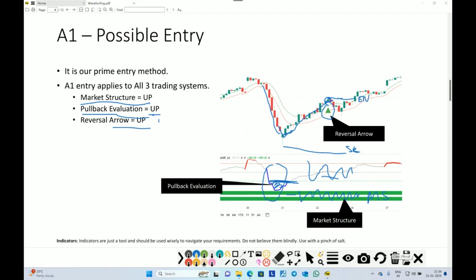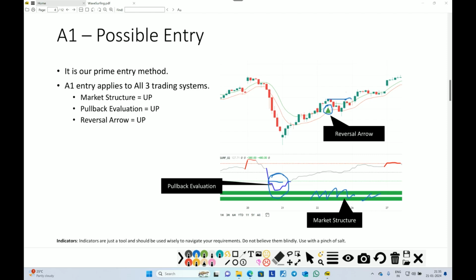Let me repeat again. It's pretty simple. The A1 entry is one of the simplest entries that you could see. It has three rules. One is market structure is supposed to be up, which means a green color. Then pullback evaluation is supposed to be in a blue color, which means a significant pullback has happened. And then you wait for the market reversal arrow. The reversal arrow is important. Once the reversal arrow comes in, wait for the candle to close. That candle high is your entry.